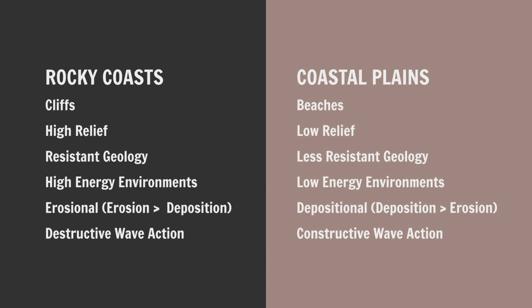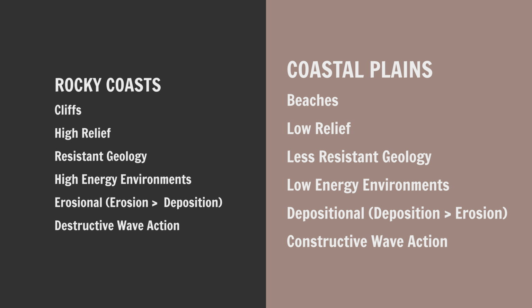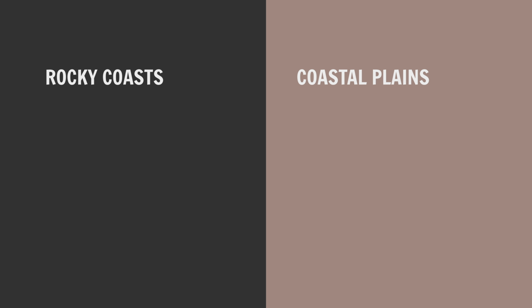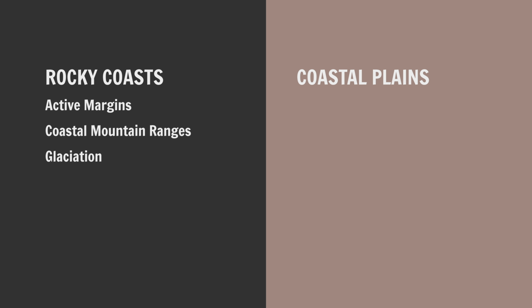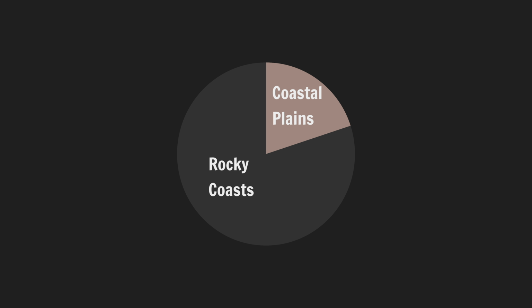or sandy coastal plains. To mimic Earth-like conditions, most of our coastlines should alternate back and forth between these two types. Rocky coasts will dominate on active plate margins, near coastal mountain ranges, and in areas that were subject to recent Ice Age glaciation. Sandy coastal plains will dominate on passive margins and in areas of low relief. Overall, a naturalistic split here is about 80-20.